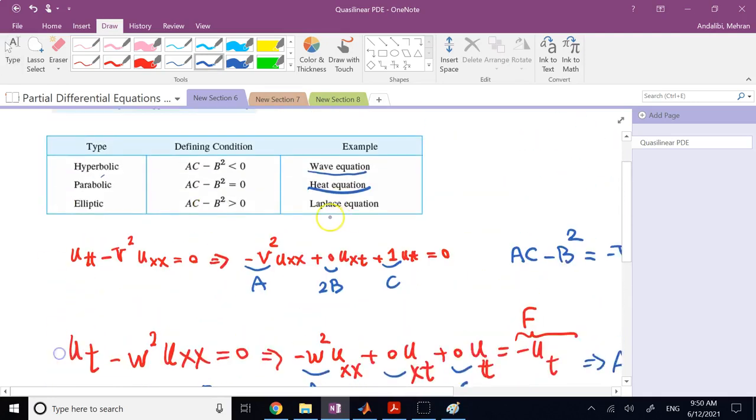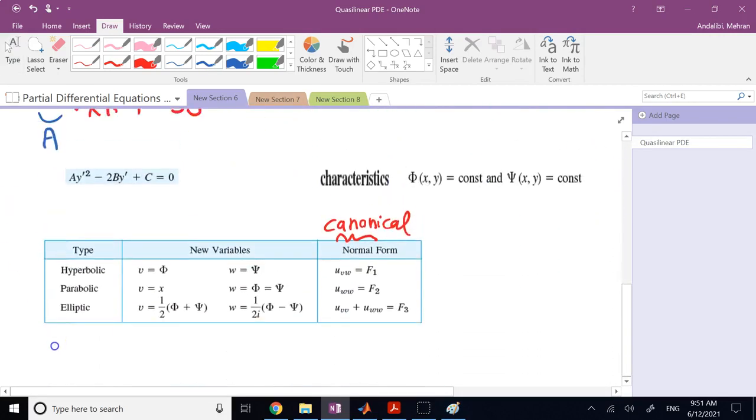And positive means it is what? It is elliptic. Okay, so that's the categorization of these three equations we have mentioned in the previous lecture, wave, heat, and Laplace equations, where they are used in engineering a lot. Okay, so this is the categorization of them. Fine. Now, what's the importance of this?